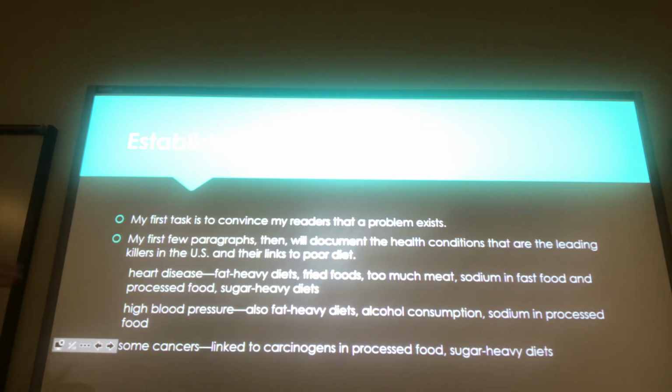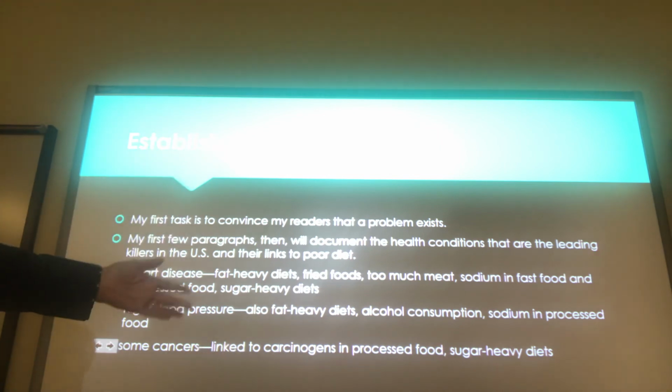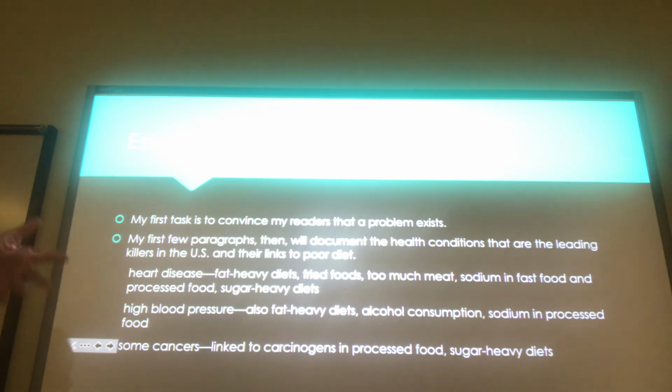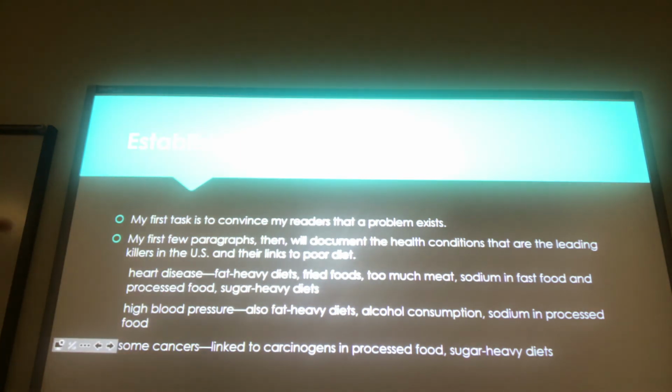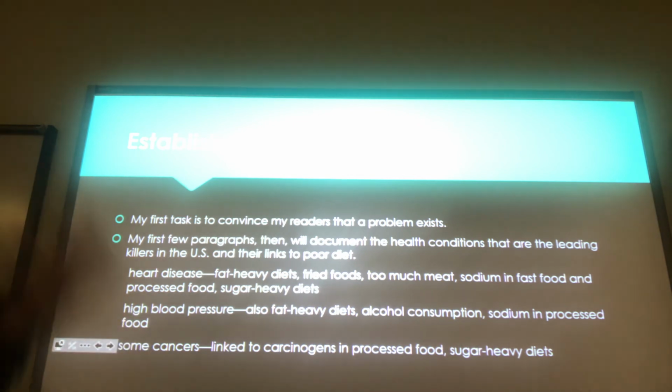So for example, heart disease has been linked to fat-heavy diets, too many fried foods, too much meat, the high sodium content of fast food and processed food, and also too much sugar. High blood pressure, which causes strokes. Again, this is linked to fat-heavy diets, alcohol consumption, and sodium in processed food. Some cancers have been linked to carcinogens in processed foods and also sugar-heavy diets.